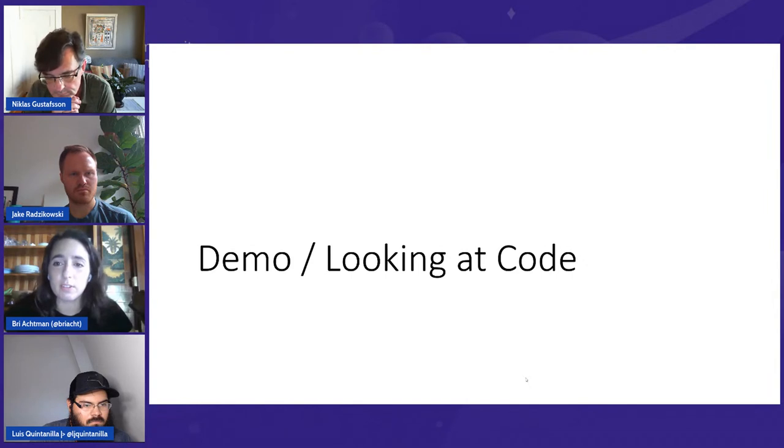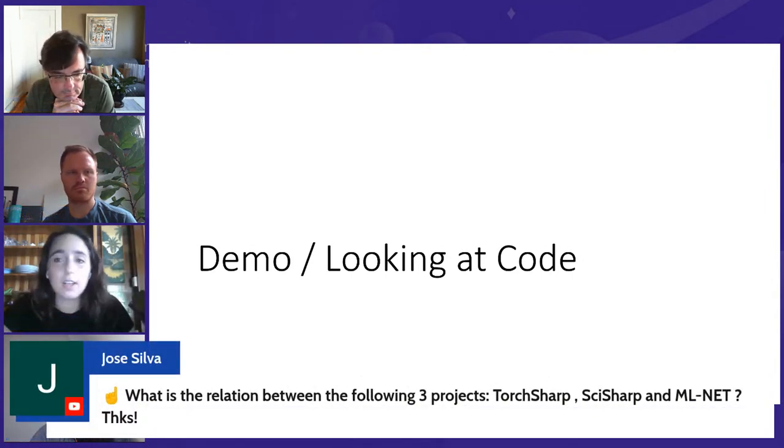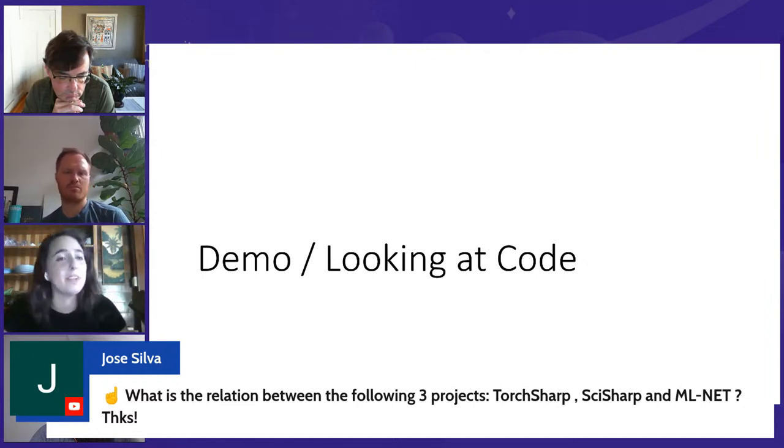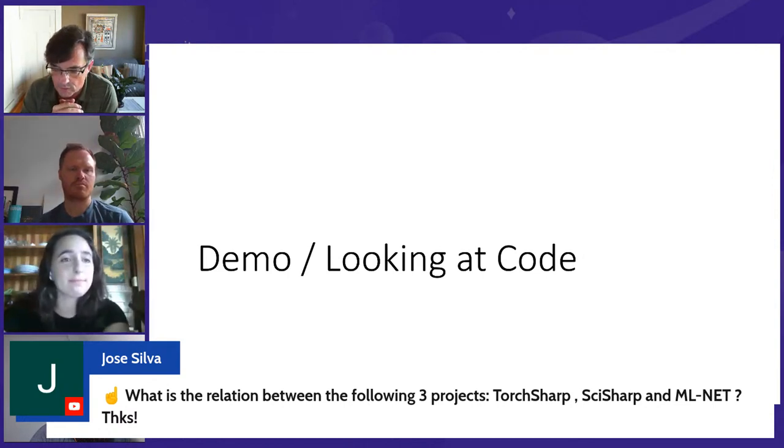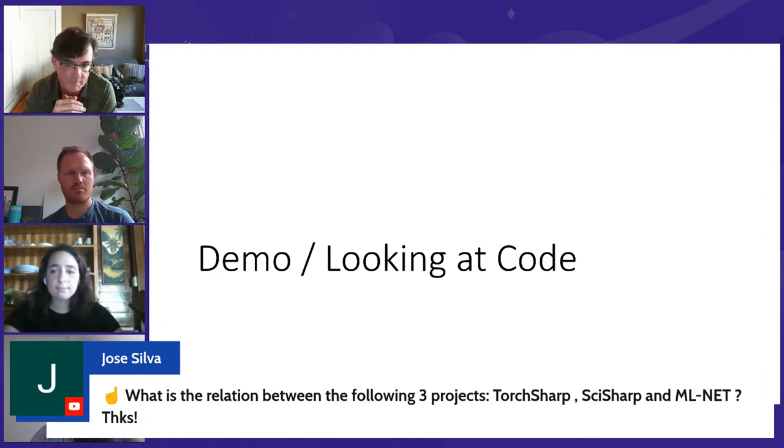Before digging into the code, maybe we can answer one last question, and then we'll get back to more questions after. Jose asked, what's the relation between TorchSharp, PyTorch, and ML.NET? Let me talk about PyTorch first. We have borrowed the idea of using a Python-like style in our APIs from PyTorch. Both NumSharp, their NumPy numerical library, and TensorFlow.net follow the idea that we should make it look as much like Python as possible, because that's where the samples, the documentation, and the tutorials are. And so we have borrowed that from PyTorch.